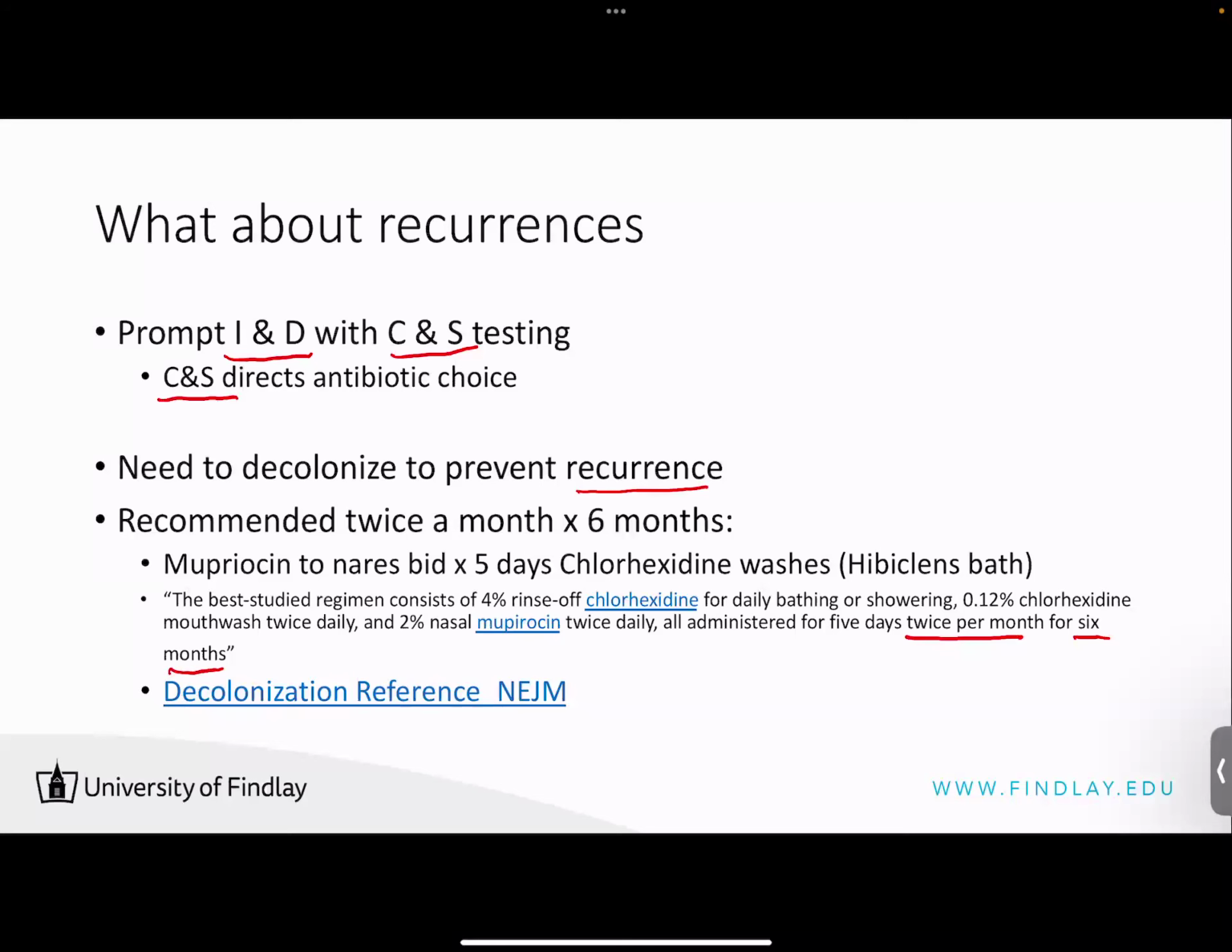What they'll do is they'll put mupirocin in the nasal passages, in the nares, for 5 days, and they'll take a chlorhexidine bath daily for 5 days, twice a month for 6 months. That's sort of like the decolonization approach for MRSA. How well do you think people adhere to that? Yeah, that's a toughie right there.